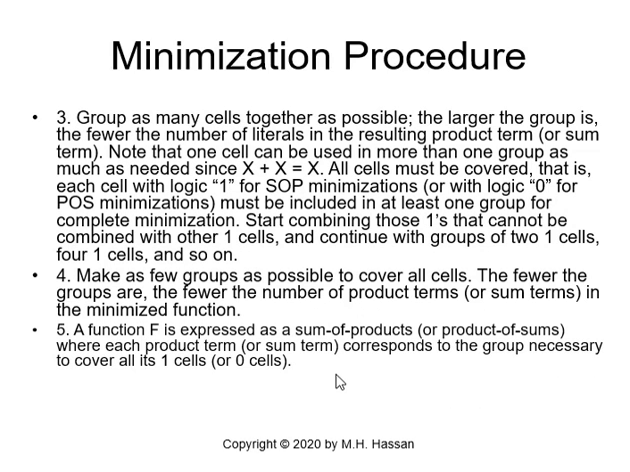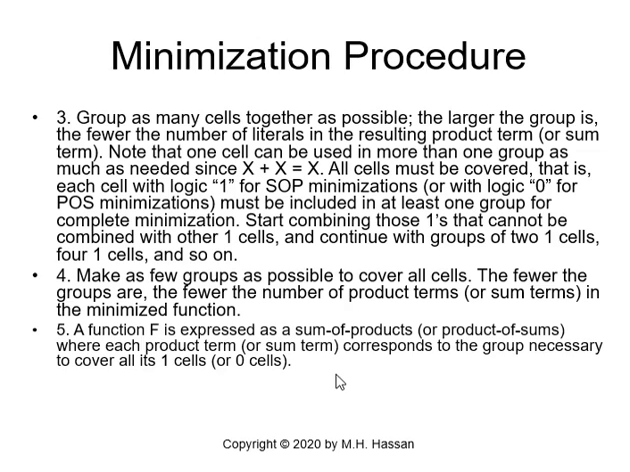Number 3, we group as many cells together as possible. We start with the larger group. The larger the group is, the fewer the number of literals in the resulting product terms or sum terms. Note that one cell can be used in more than one group as much as needed. Based on Boolean algebra, x or x equals x. So we can use a cell in more than one group.